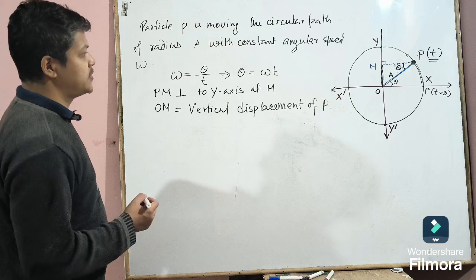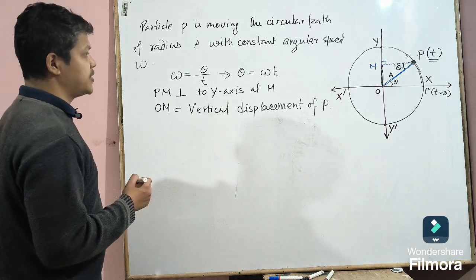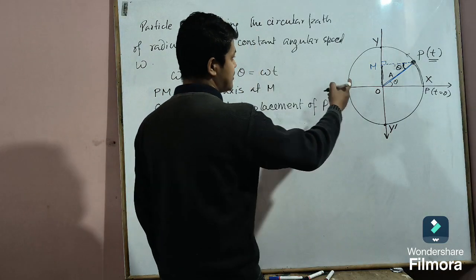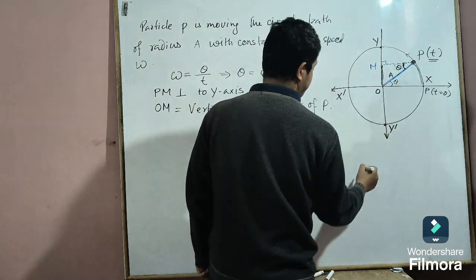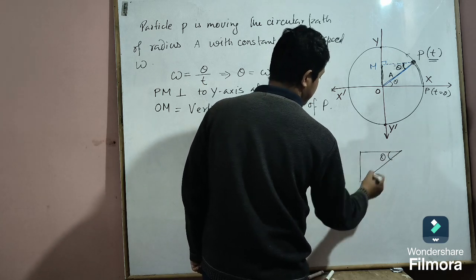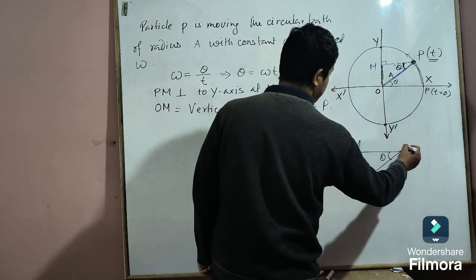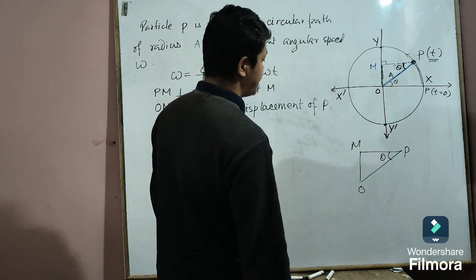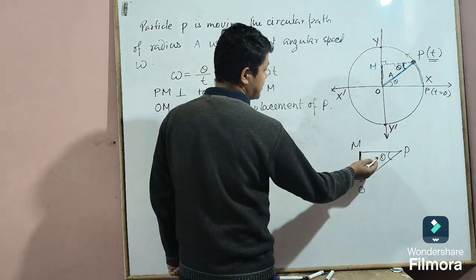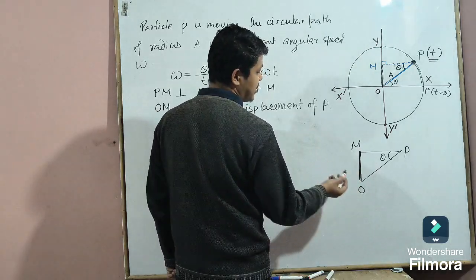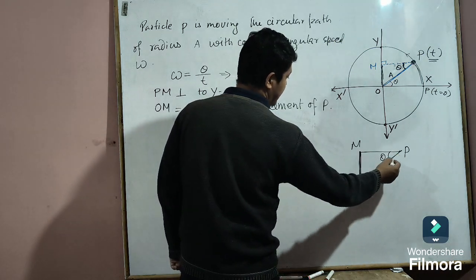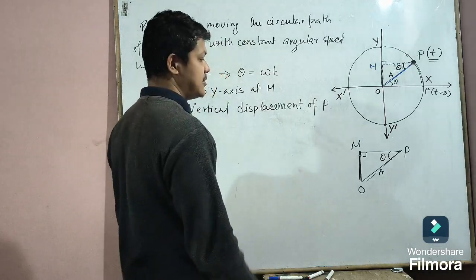Now you see, if we use trigonometry from this triangle OPM, this is theta, this is O, this is M, this is P. So now we are to find this displacement. With respect to this angle, we're going to take this as perpendicular, and we know this length, and this is going to be the hypotenuse, which is opposite to 90 degrees, right?